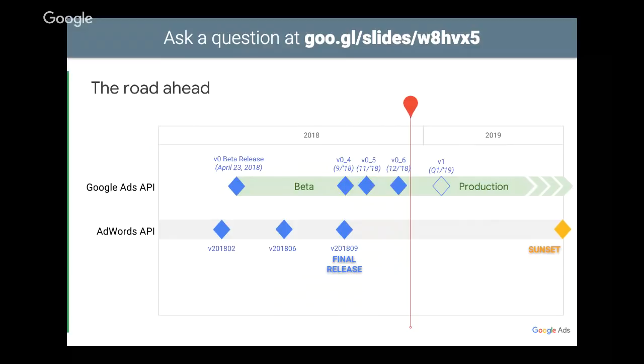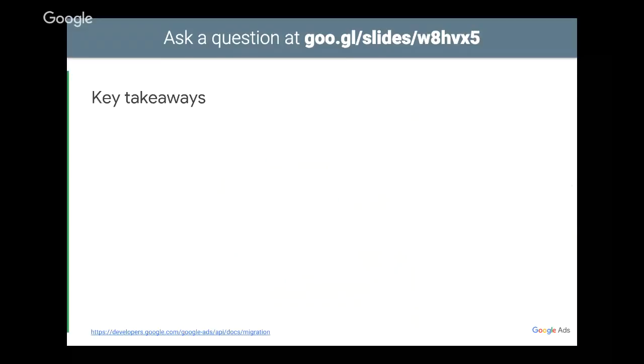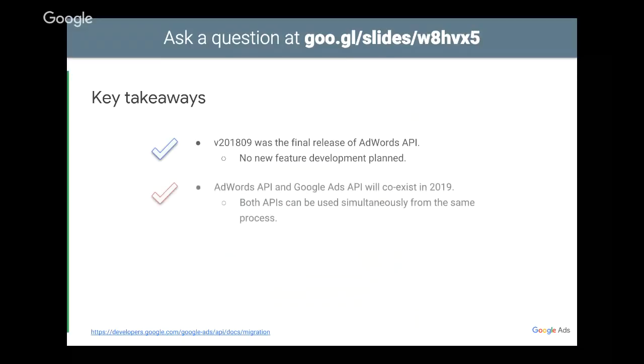So you're going to have a 1 year migration period, and the clock will start ticking on the countdown to that sunset for the AdWords API once we release version 1.0 in Q1 of 2019. Just to reiterate, the key takeaways from the roadmap and the slides that we just presented: version 2018-09 was the final release of the AdWords API, and no new feature development is planned on that branch. All of our efforts are going to go into releasing new features and new functionality into the Google Ads API.